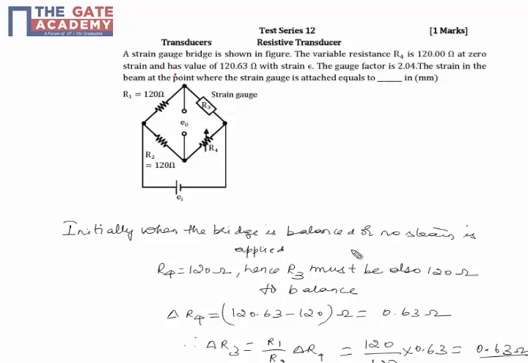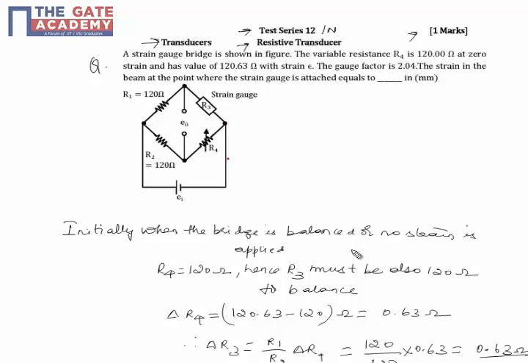Moving on to the next question, which is asked from the subject transducer in test series 12 for IN, is of 1 mark. It is from the topic resistive transducer, and it's basically a fill in the blank or range kind of question. So we'll go through the question. A strain gauge is mounted in a bridge circuit, which is shown below.